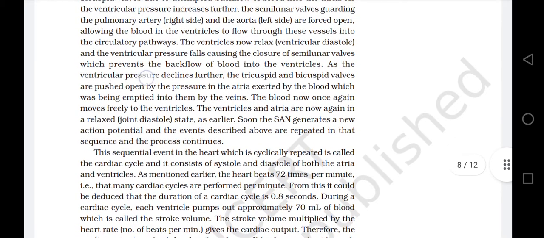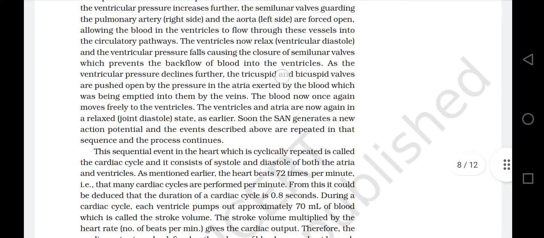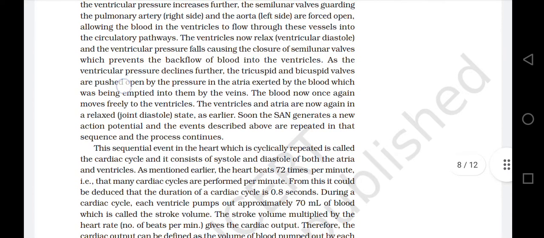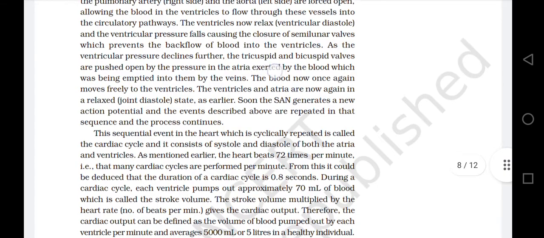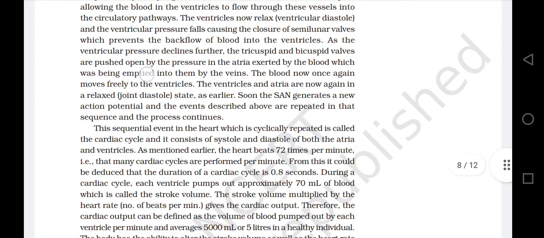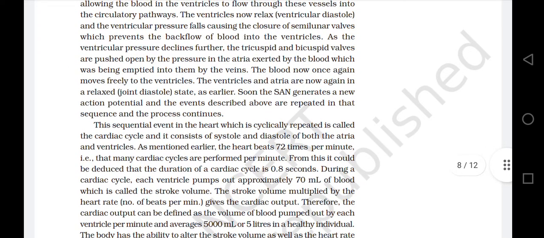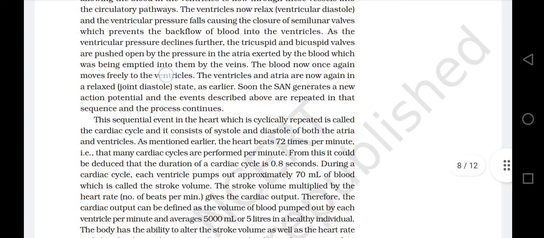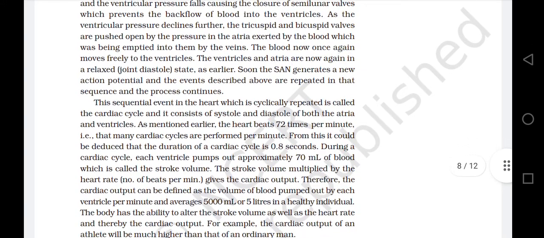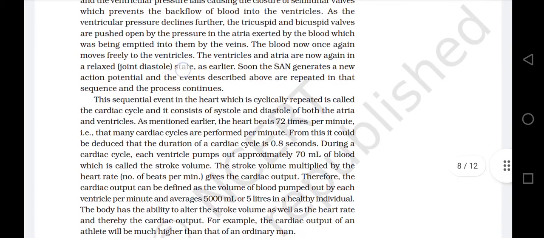As the ventricular pressure declines further, the tricuspid and bicuspid valves are pushed open by the pressure in the atria exerted by the blood which was being emptied into them by the veins. The blood now once again moves freely into the ventricles. The ventricles and atria are now again in a relaxed joint diastole state as earlier.